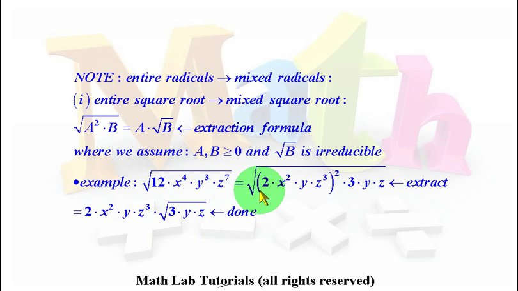Okay, so we identified the good guy here. We let it outside the jail by taking the square root, and we're left with the bad guy that continues to be inside the jail. Again, we have an entire radical here and a mixed radical here, and this is called reducing radicals. So let's go on to the next slide.